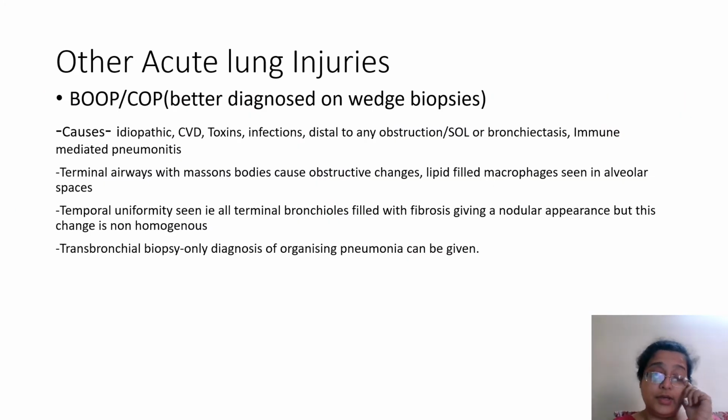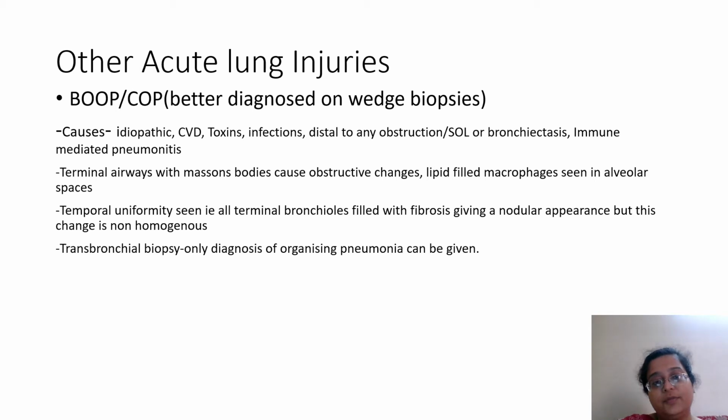Then among other acute lung injuries in the diagnosis comes BOOP or cryptogenic organizing pneumonia, which is better diagnosed in wedge biopsies than just simple punch or core biopsies. It's better to do a wedge biopsy. Causes can be idiopathic, CVD, toxins, infections, immune pneumonitis.